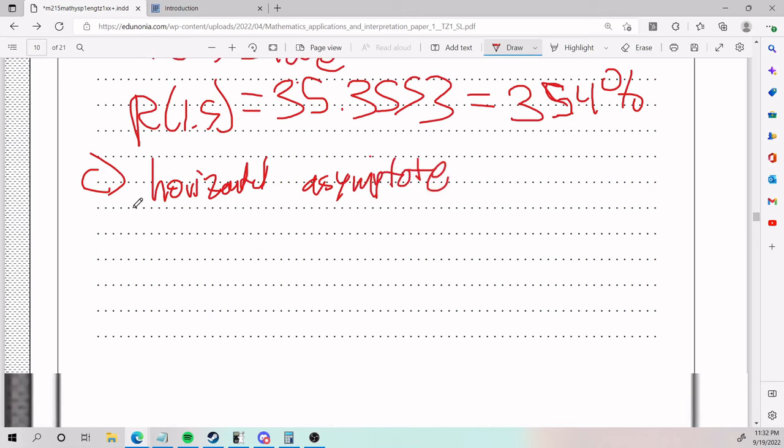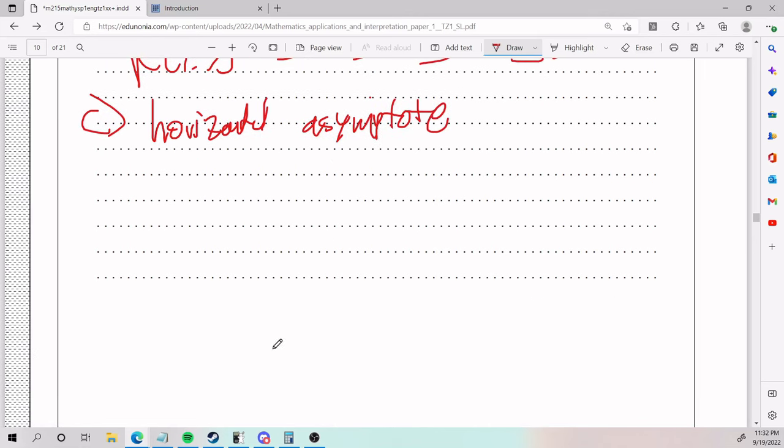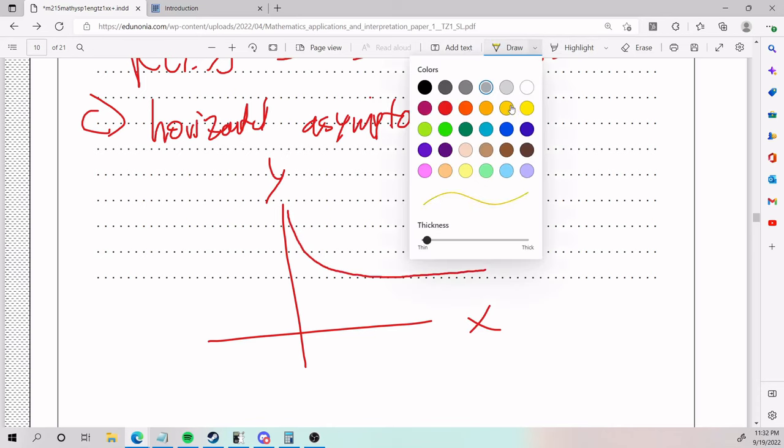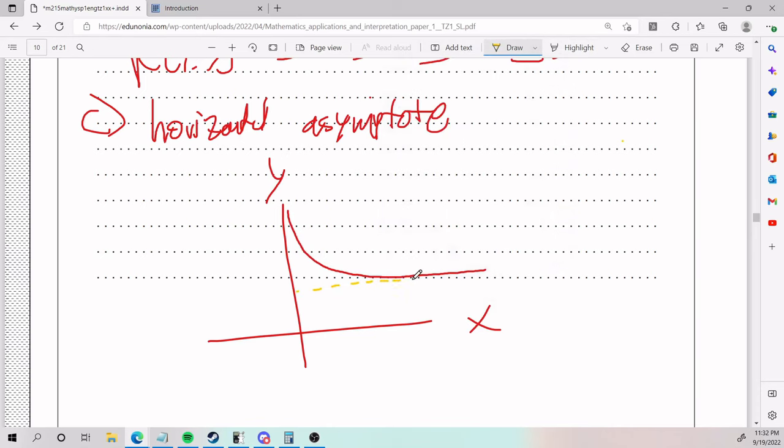An asymptote is something that the graph like never touches, see? So if I have a y and an x here, and I have something that goes like that, cierto? My horizontal asymptote would be here, see? My function never touches the line. It comes incredibly close, but it never ever touches. See, so this would be a horizontal asymptote. A vertical one would be something like that. Cierto? Okay, so you can say there's a horizontal asymptote looking at the graph.